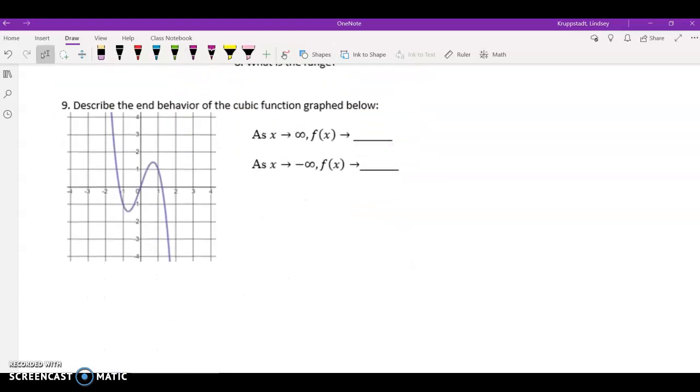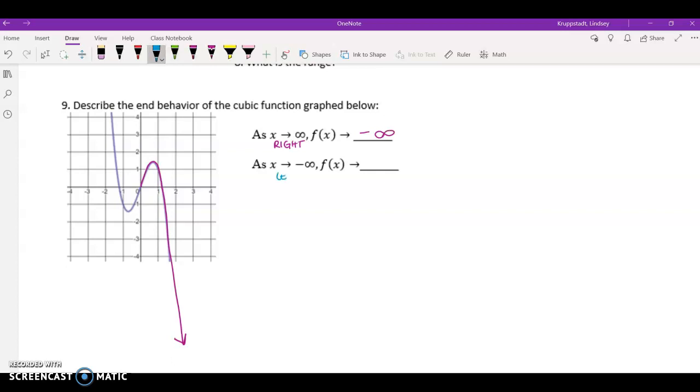Number 9 is talking about end behavior, very similar to the one we did before, but slightly different because this is a different curve. So again, as x goes to positive infinity, it's talking about as I go to the right. If I started here, we get this little hump, which is pretty cool, but I don't care. What I really want to know is where the graph is going if I go as far to the right as possible. And it is pointing down, so it's going to negative infinity.